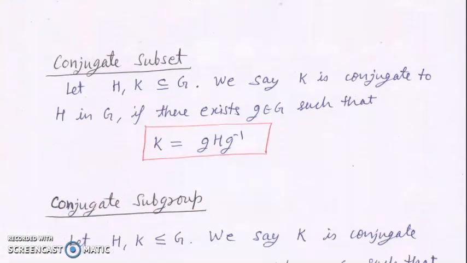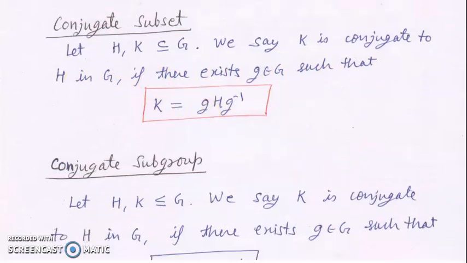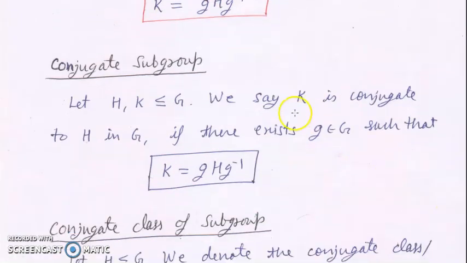So now let us define the conjugate subset. So suppose I have two subsets H and K in G. K is conjugate to H in G if there exists a g in G such that K can be written as g H g inverse. Similarly, we can define the conjugate subgroup. So we say that K is a conjugate of H in G if K can be written as g H g inverse, where H and K are subgroups of the group G.